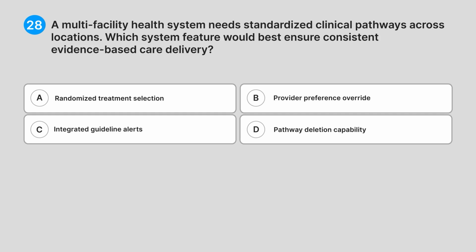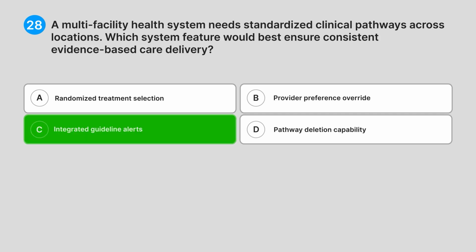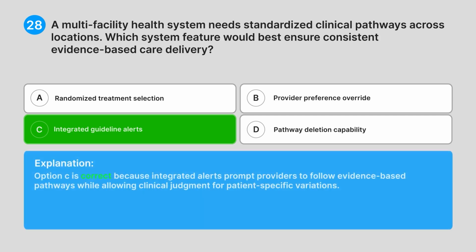Correct answer, C. Integrated guideline alerts. Explanation. Option C is correct, because integrated alerts prompt providers to follow evidence-based pathways while allowing clinical judgment for patient-specific variations.